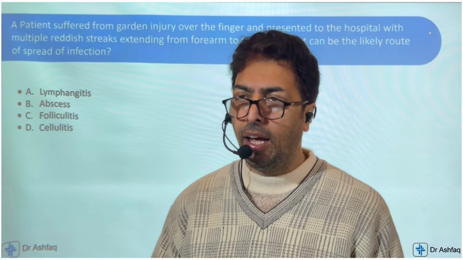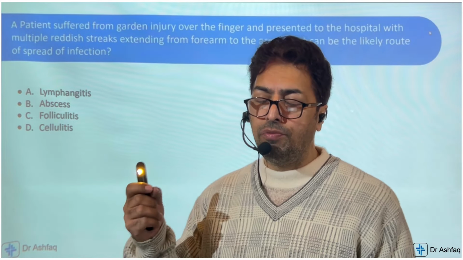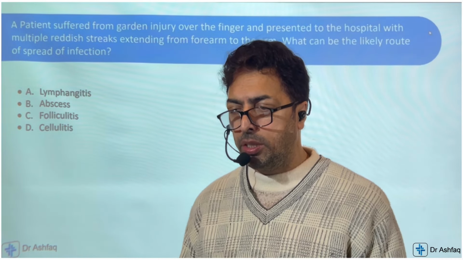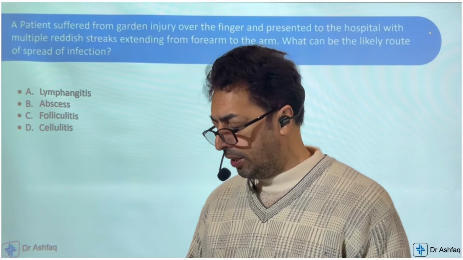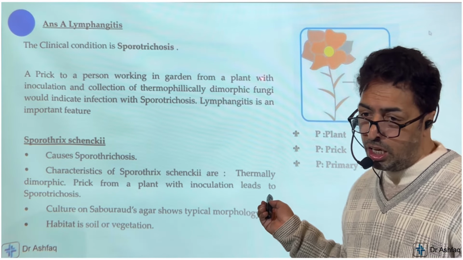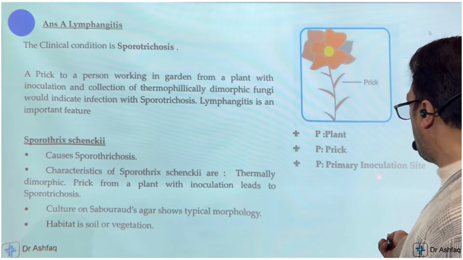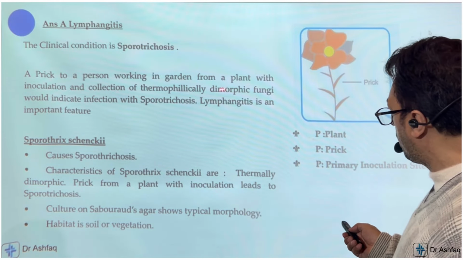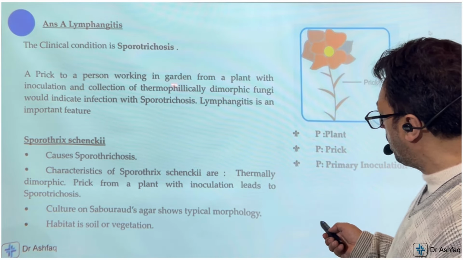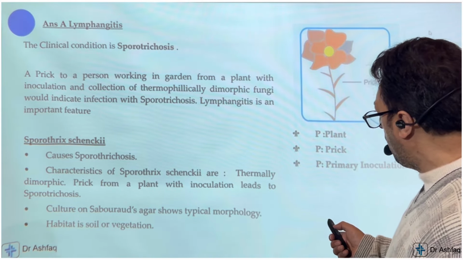So this is basically a case of sporotrichosis. Sporotrichosis is one clinical infection which is very common in gardeners, especially those involved in gardening, and they can get an inoculation, a prick, and then there can be an infective condition, classically represented by a prick. So this is PPP, plant prick primary inoculation site: a prick to a person working in a garden from a plant, and then inoculation of thermally dimorphic fungi. And this is the clinical condition I mentioned, sporotrichosis. So this sporotrichosis can spread along the lymphatic channels.